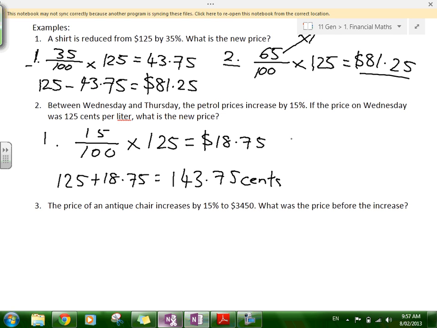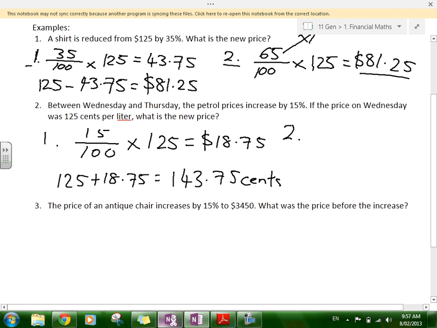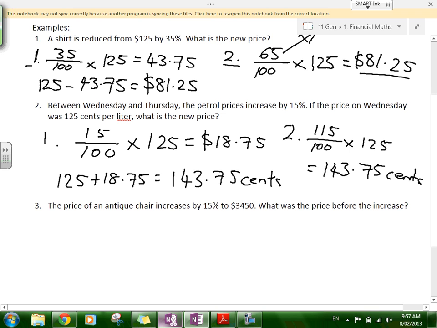Alright, the second method is that if you add on 15% to the 100%, which is the original price, it is 115% of the original. So 115% of the original price is what we want to find. So the second method, we say, well, what's 115% multiplied by the 125 cents? And you would find that it's the same, 143.75 cents. Okay? Any questions? Making sense so far? Should all look very familiar.